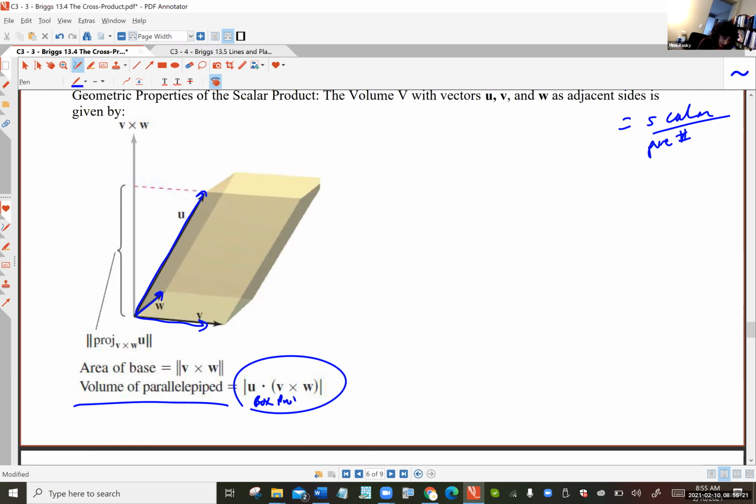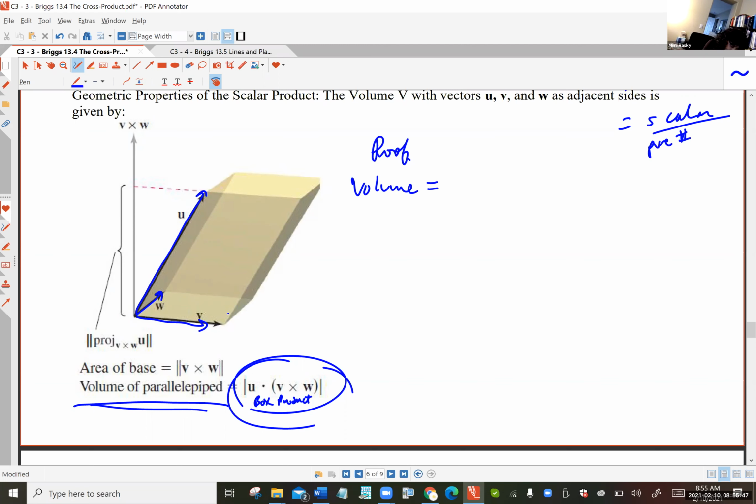Now I'm going to do a quick little mini proof. Why is this true? Let's do a little proof of why the volume happens to be the absolute value of the box product. So this weird solid that you see here, the volume, is what we're trying to find. And if you're an engineer, you care very much about this, so pay attention. These are the kind of applications that are right in your wheelhouse, okay?